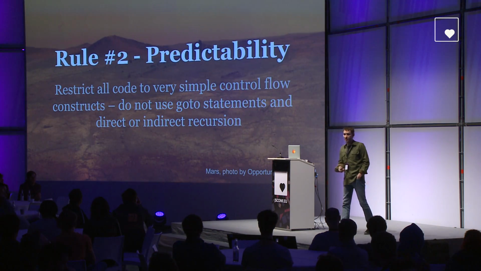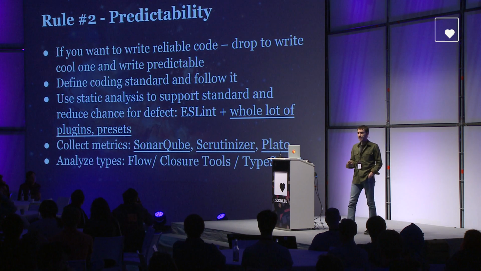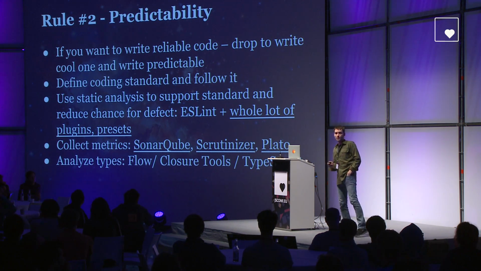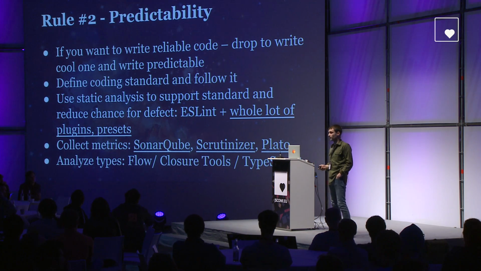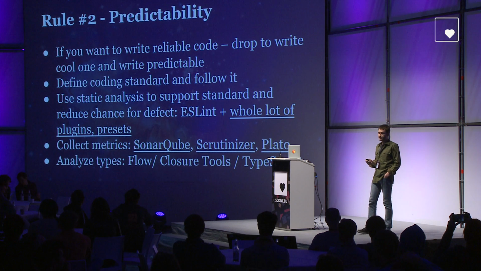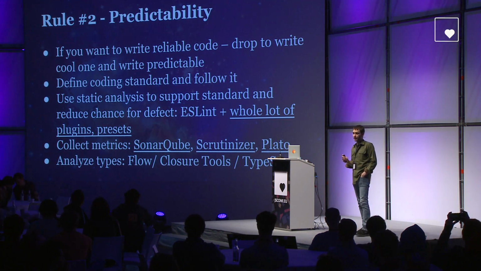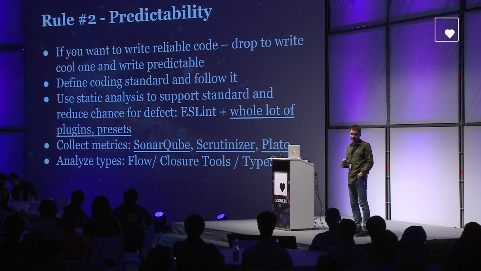So for us, it sounds like rule number 2, predictability. If you want to write reliable code, drop the urge to write cool code, and start to write predictable code. Define coding standards and follow them. Use static analysis, that's very important. It's really a flourishing part of JavaScript now. If you don't use static analysis, of course, you should start. Use static analysis to support the standard and reduce the chance of defects.